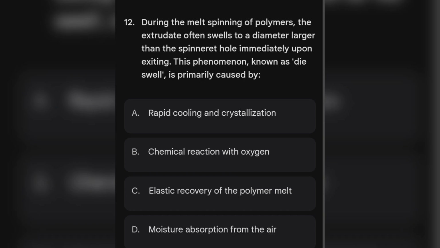During the melt spinning of polymer, the extrudate often swells to a diameter larger than the spinneret hole immediately upon exiting, a phenomenon known as die swell. What is the primary cause: rapid cooling and crystallinity, chemical reaction with oxygen, elastic recovery of the polymer melt, or moisture absorption from the air?